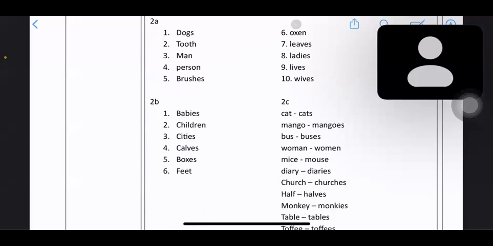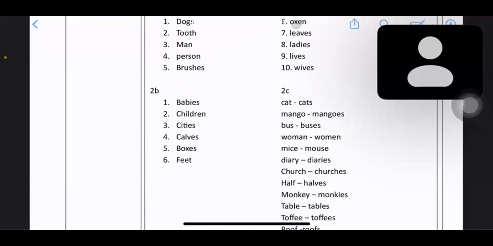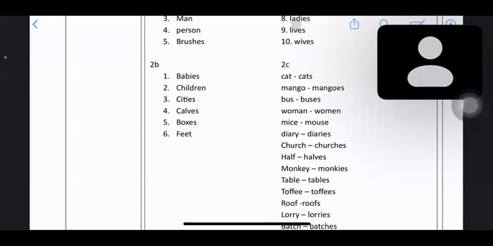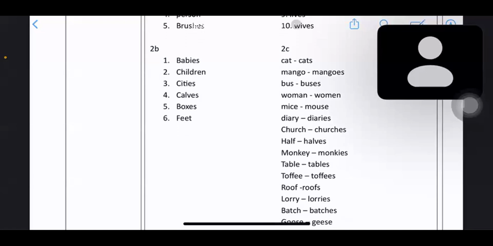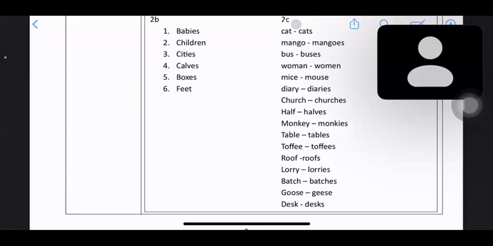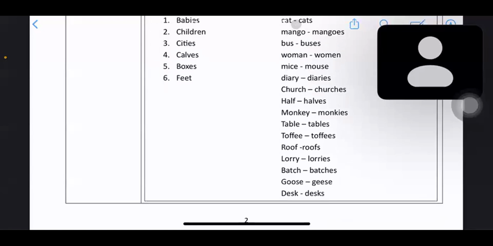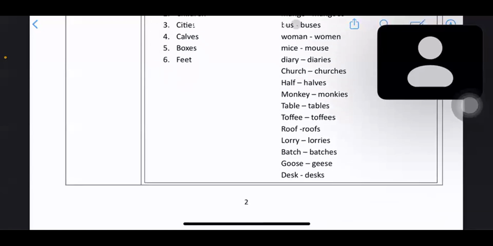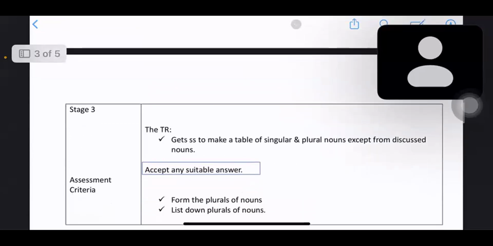Annex 2C answers are for the workbook activity: cat, cats, mango, mangoes, bus, buses, woman, women, mice, mouse, diary, diaries, church, churches, half, halves, monkey, monkeys, table, tables, toffee, toffees, roof, roofs, lorry, lorries, batch, batches, goose, geese, desk, desks.